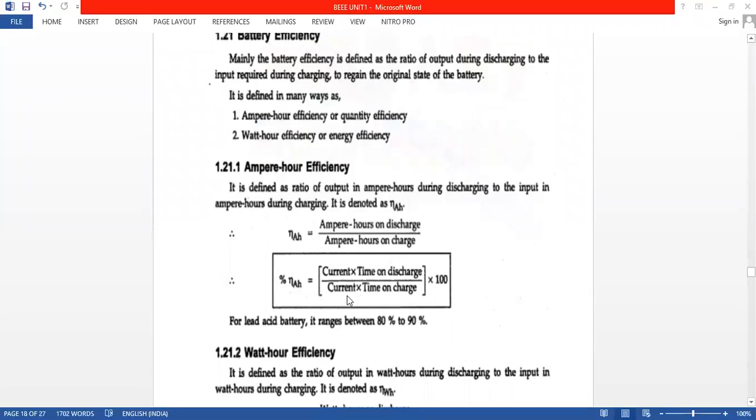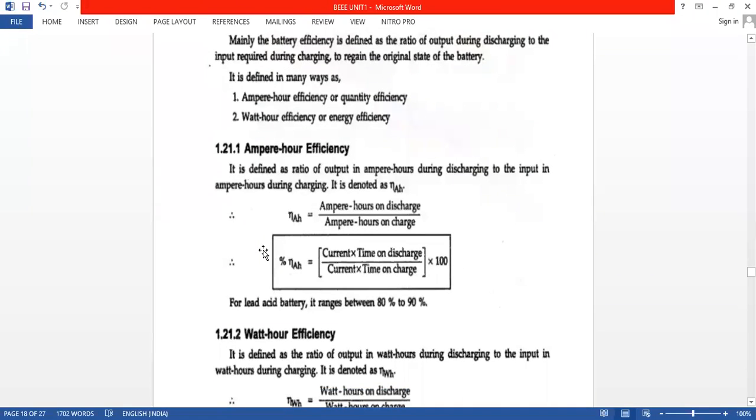Or you can use one more formula. Ampere means current, hours means time. So it is current into time on discharge by current into time on charge. Efficiency in percentage means we multiply by 100. Remember, for a lead acid battery the efficiency is 80 to 90%. That means ampere hour efficiency says, for an object, what is the time taken to discharge and what is the time taken to charge. If charging time is approximately equal to discharge time, then it is a good smartphone or good cell phone charger circuit.